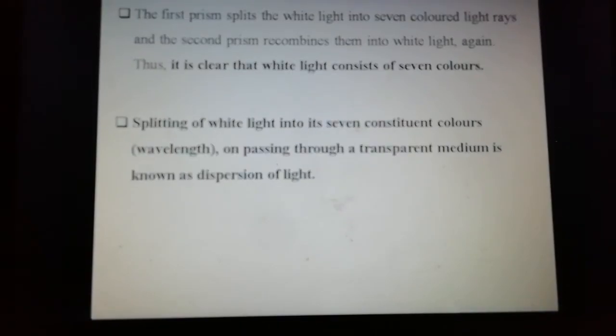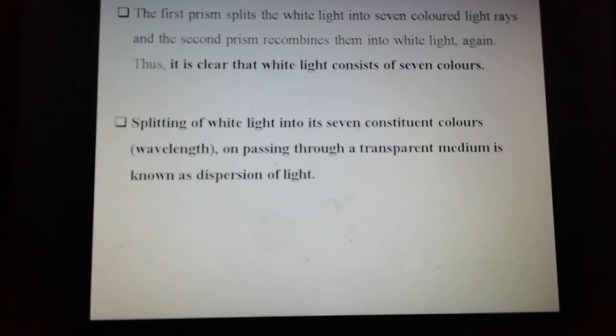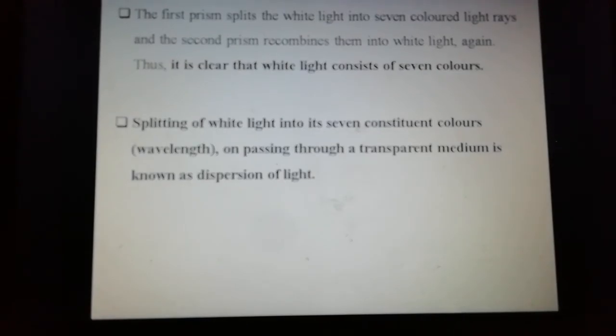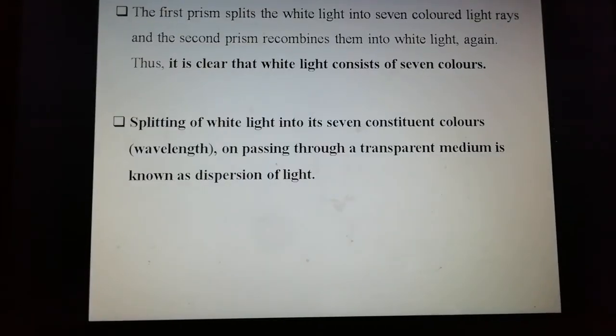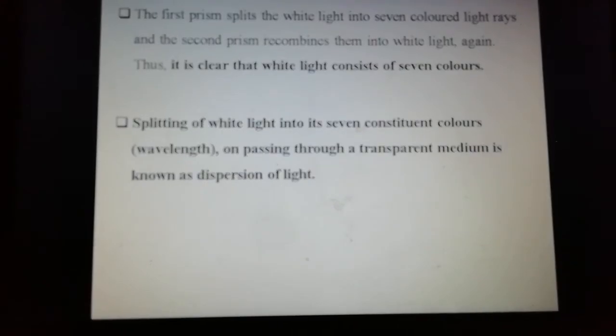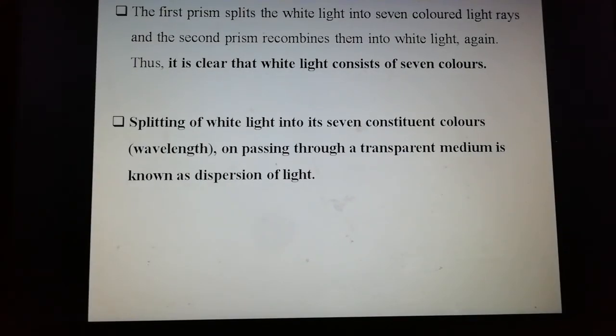Then another one, definition of dispersion of light. Splitting of white light into its 7 constituent colors on passing through a transparent medium is known as dispersion of light. It is one of the important questions. Define dispersion of light.